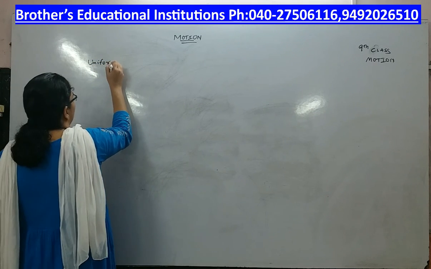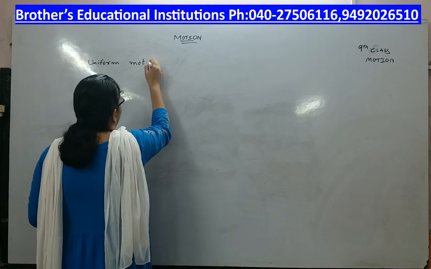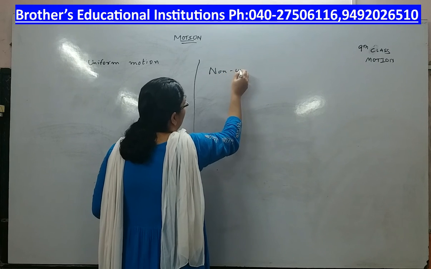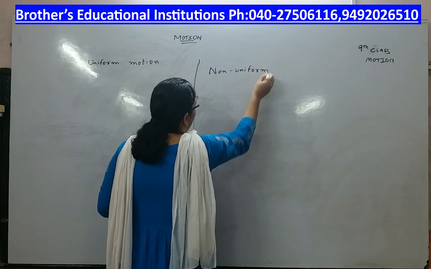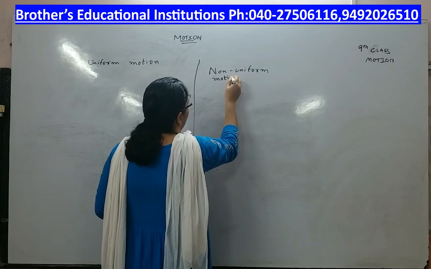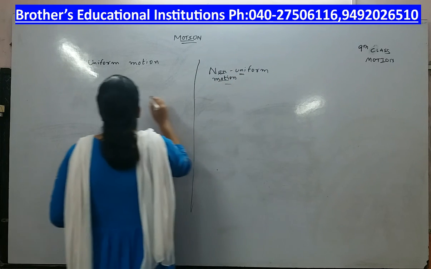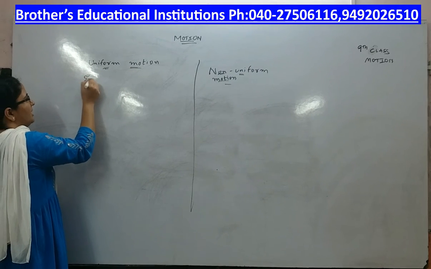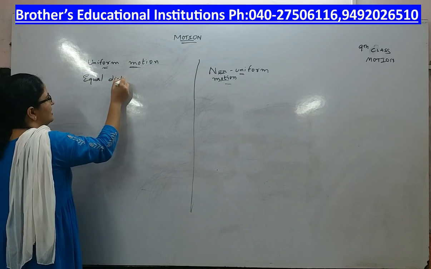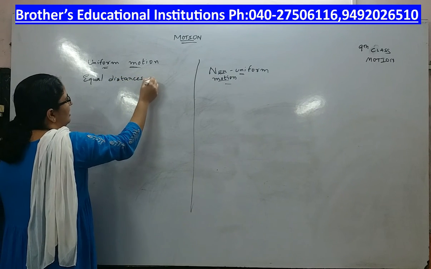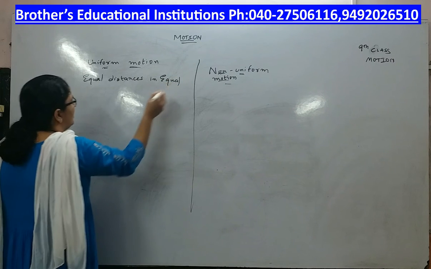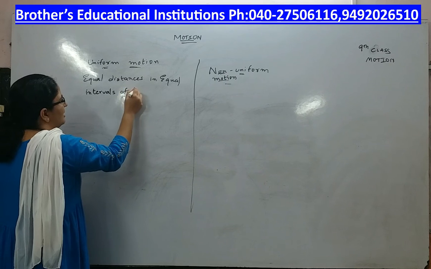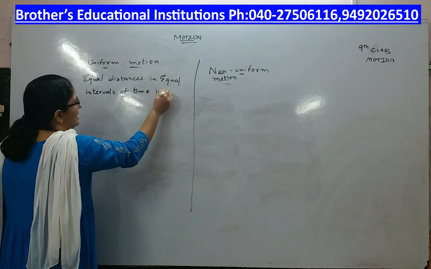Uniform motion and non-uniform motion. A body is said to be in uniform motion if it covers equal distances in equal intervals of time in a straight line.